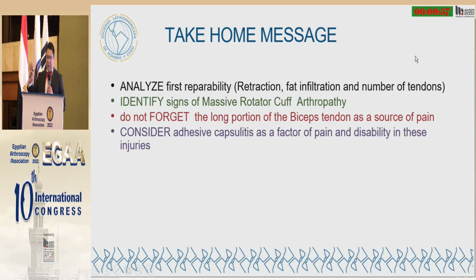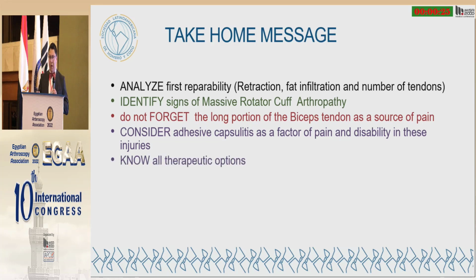Consider adhesive capsulitis as a factor of pain and disability of these injuries. The massive rotator cuff at 6 or 12 months is most of the time with adhesive capsulitis, so you can take that into account. It doesn't need to get surgery. We can discuss about it. But most of the time, mobilization under anesthesia for this type of patients can relieve the pain and allow a very conservative treatment and get success.